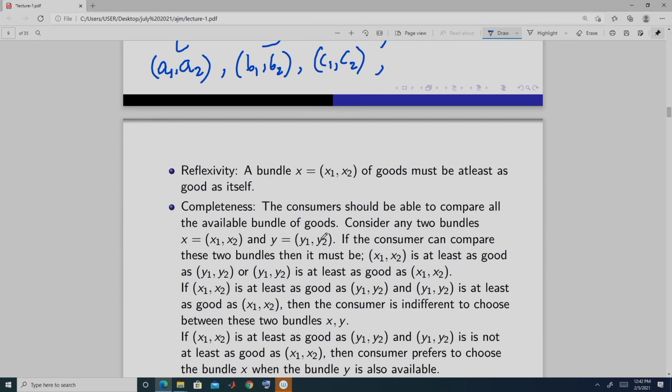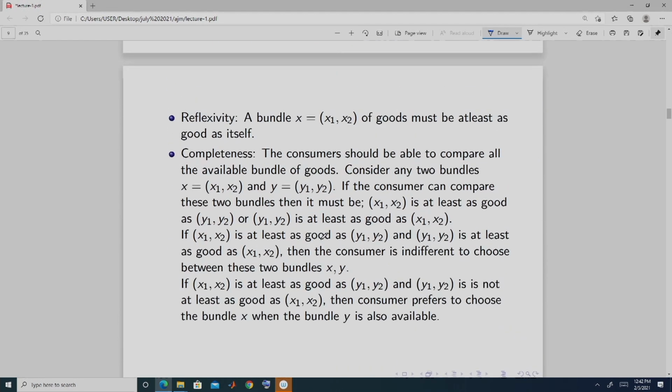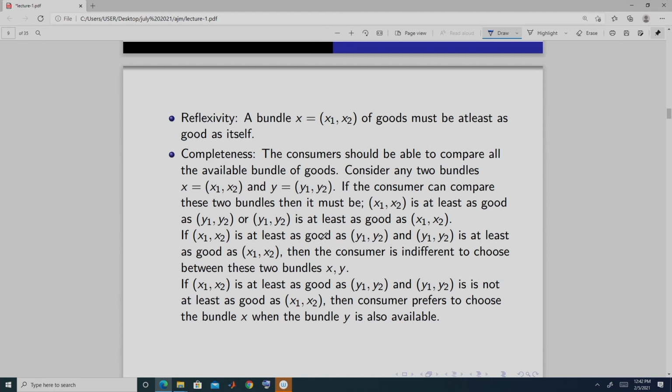First is the reflexivity assumption. The reflexivity assumption says that if we are given a bundle x of goods, x1, x2, then it must be at least as good as itself. So this is something obvious. If you are given a bundle, then that bundle is at least as good as itself.